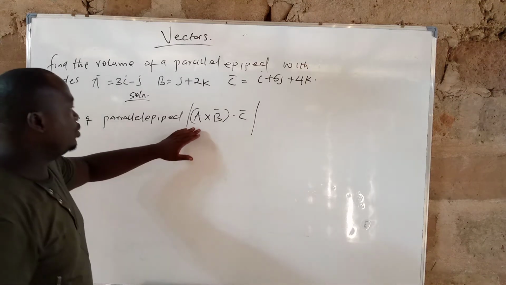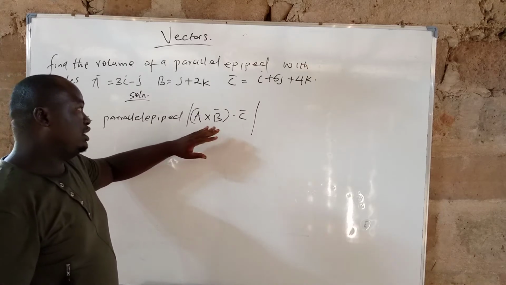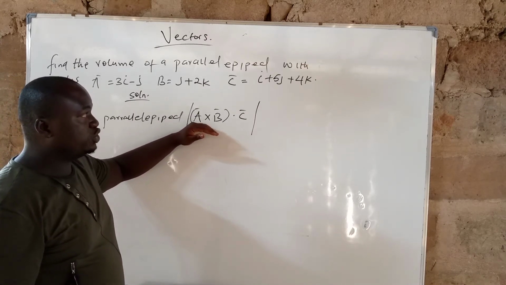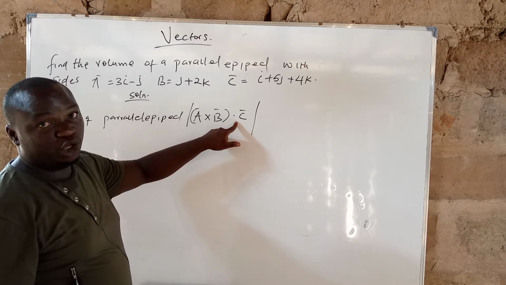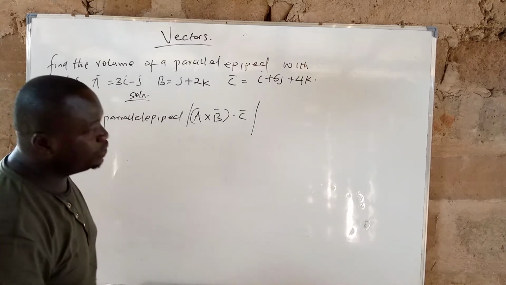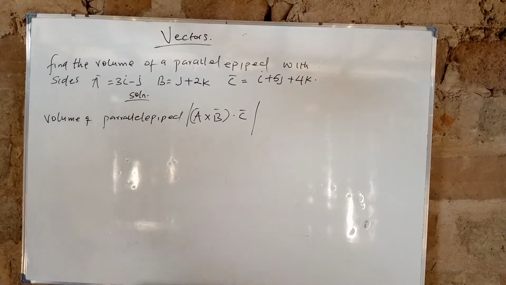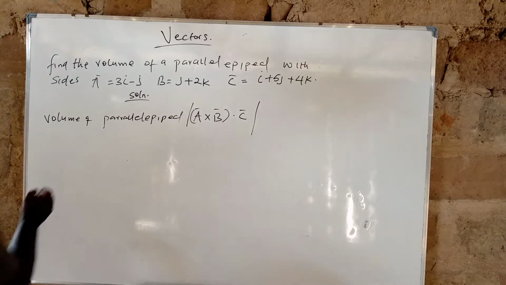First, you have to get the cross product of the two vectors. The answer from the cross product, you use it to get the dot product with C. And that means whenever there is a dot product, you should know that your answer must end up being a scalar. Now, the first thing I'm going to do is A cross B.